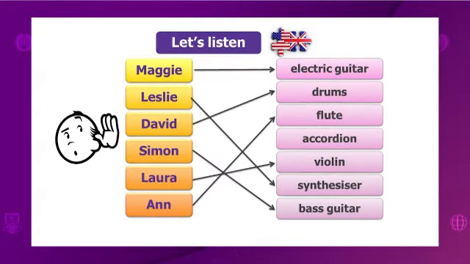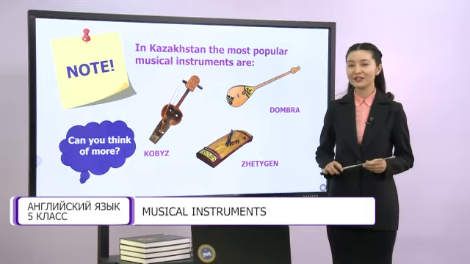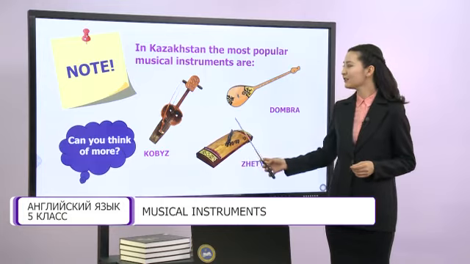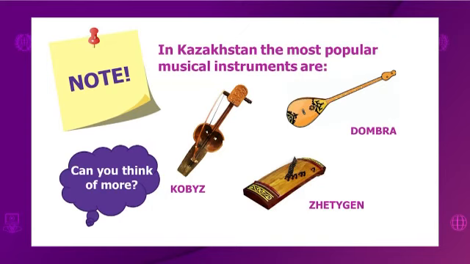Great job. Students, please note, in Kazakhstan, the most popular musical instruments are kobuz, jetegen, and dombra. Can you think of more?